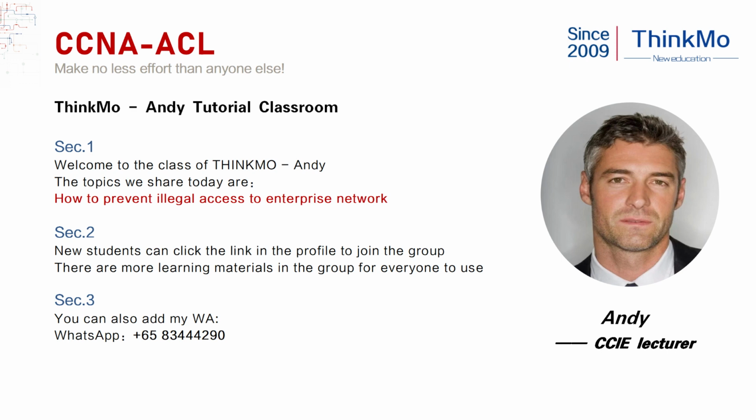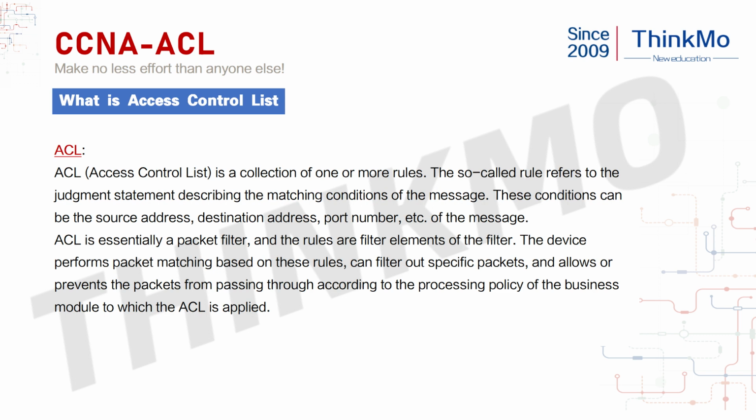Our topic today is how to prevent illegal access to the enterprise network and ensure intranet data security. We do this mainly according to ACLs. ACLs are called access control lists. So we're going to look at two things. Let's explain access control lists. The first one is what is an access control list. The second is what does an ACL do?